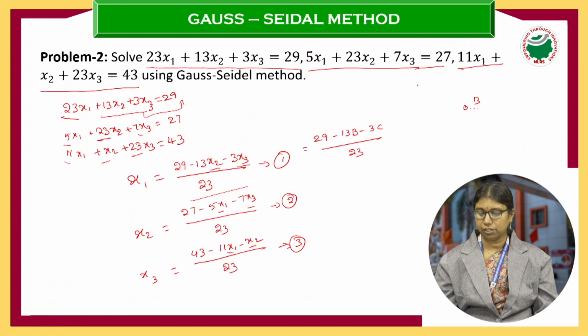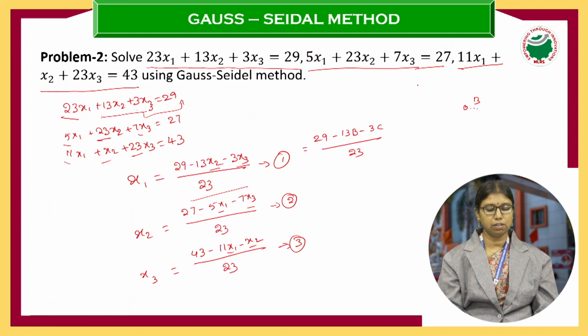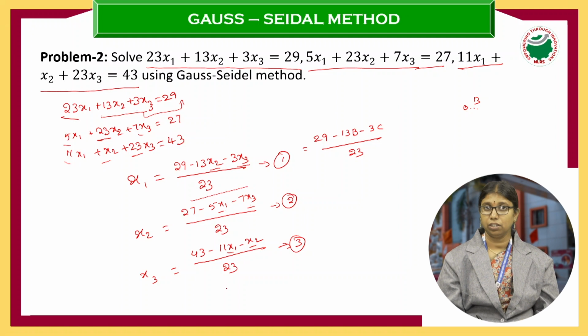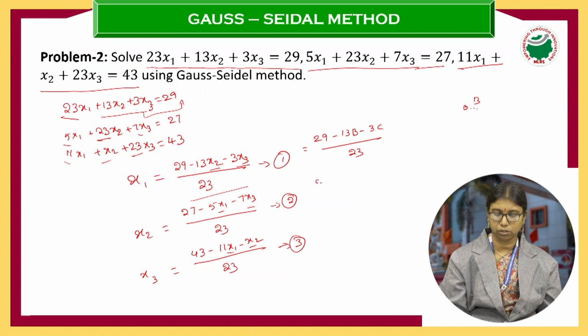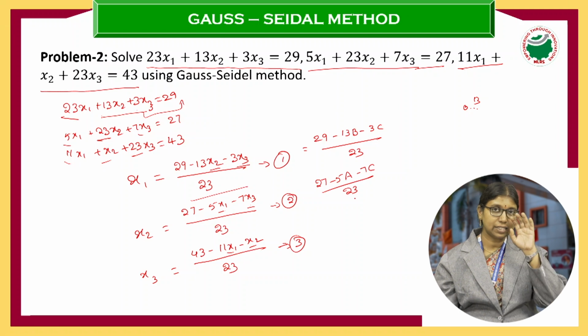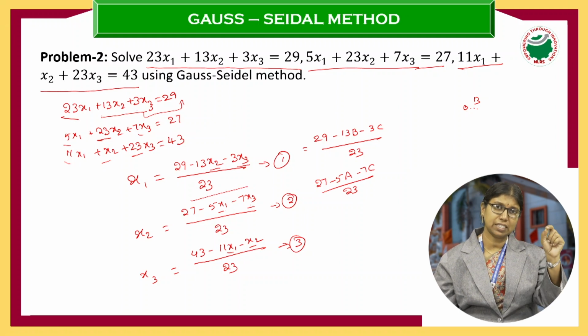Then the second equation is 27 minus 5x1 minus 7x3 by 23. Here you have to enter the values of x1, x3. You don't know x1, x3 in the calc, so you enter like 27 minus 5, x1 is A, minus 7, x3 is C by 23. So on the screen, now you have the first equation.